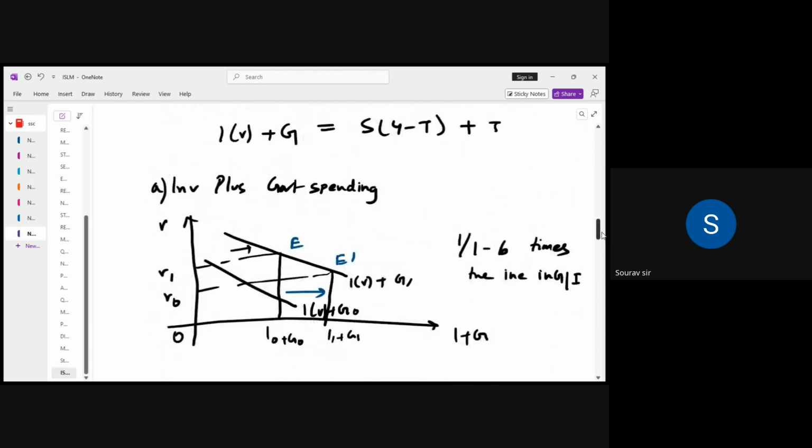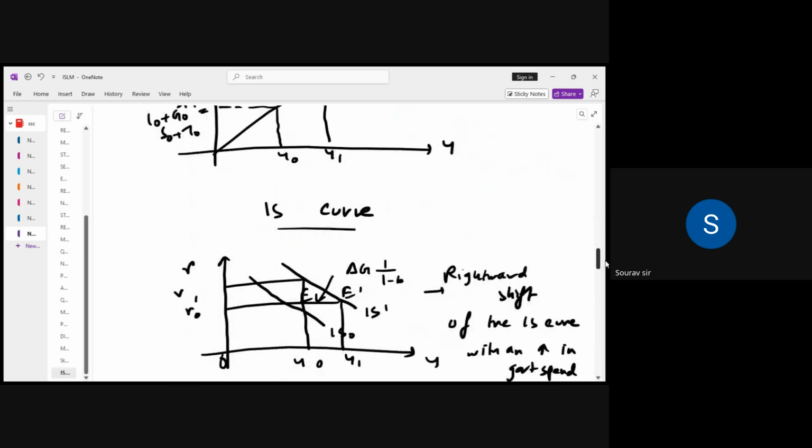In equilibrium condition, I plus G is equal to S plus T. After the tax increase, income falls from Y naught to Y1, as we see from point E. So to ensure product market equilibrium at the original interest rate, R naught, we have done this graphically and understood the explanation.